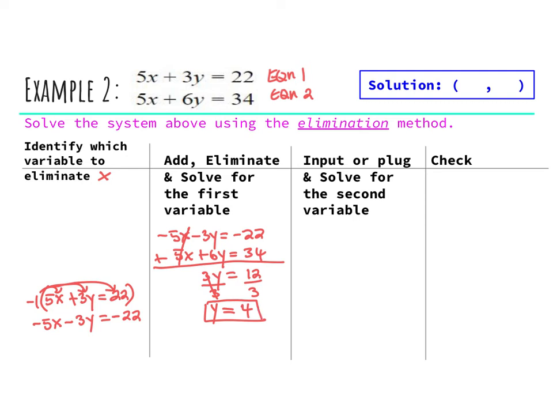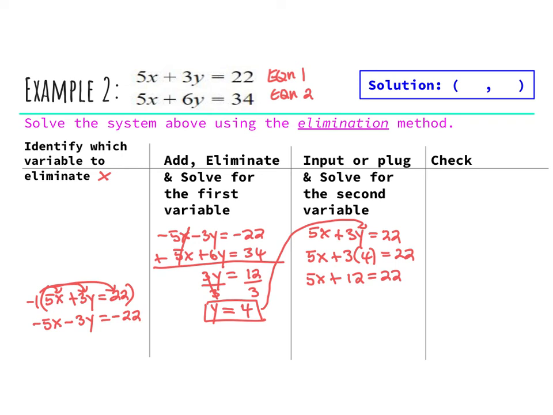So we found the value of y. We're then going to plug that value of y into either of the original equations to solve for x. So let's use equation 1 because the numbers are smaller. So we have 5x plus 3y equals 22. And we're going to plug this value of y into that equation. So we have 5x plus 3, and the value of y is 4, equals 22. So 5x plus 4 times 3, which is 12, equals 22.